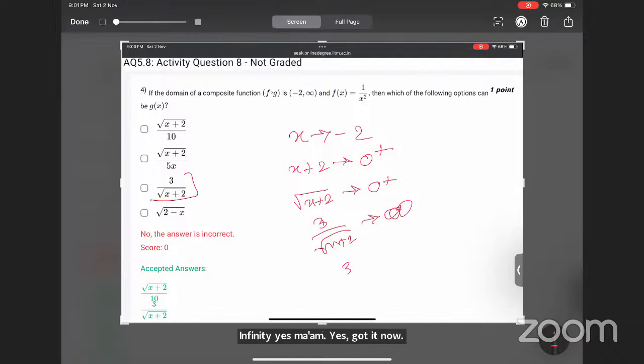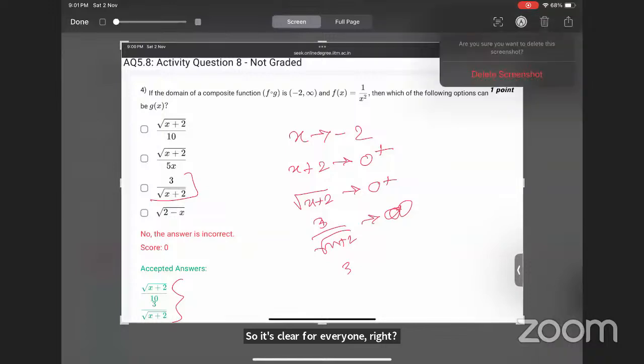Just in 2 or 3 steps you can calculate this type of thing. These are not difficult, you just have to follow the same type of steps every time, then you will face no difficulty. So is the problem clear? You can check these 2 options are correct. Clear for everyone, right? Okay. So any other problem in your activity questions?